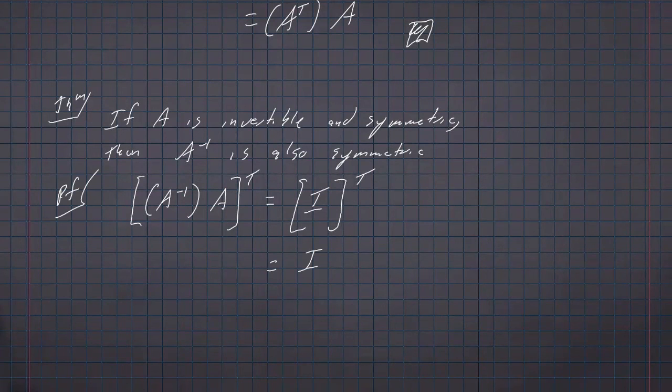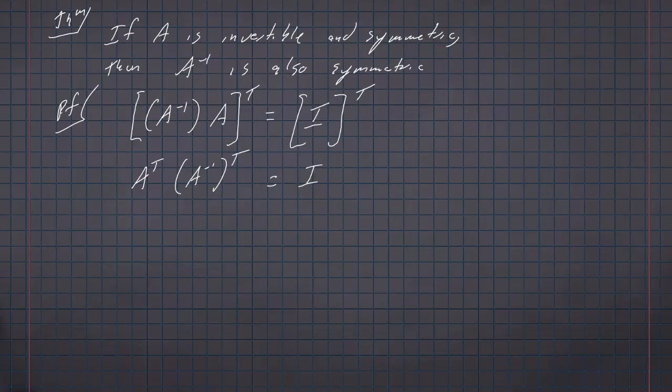On the left-hand side, I can use not the theorem we just looked at, but the same theorem that we used in the last proof, to say that A inverse times A, transposed, is A transpose times A inverse transpose. But because A is symmetric, A transpose is the same thing as A. So A times A inverse transpose is the identity matrix.